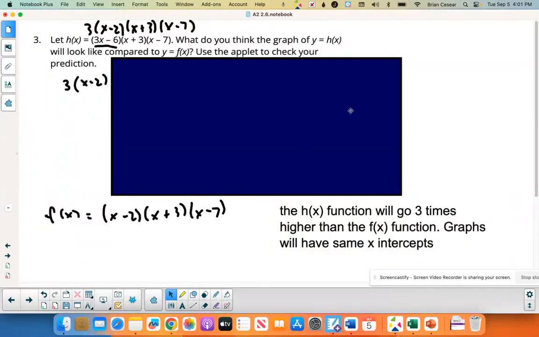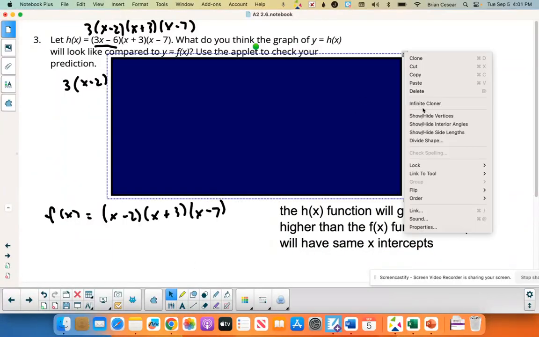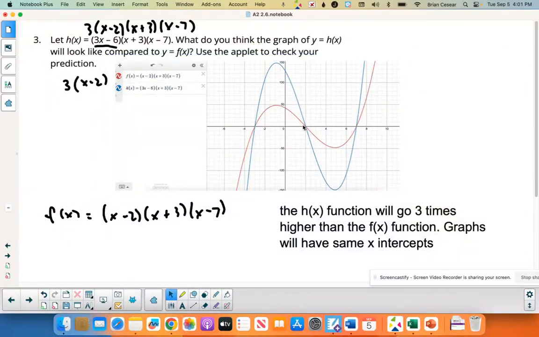So let's take a look at our graph and see what happens here. And sure enough, the blue one is h of x, and h is 3 times higher. If you look, 1, 2, 3 times higher. Same x-intercepts, we got 7, 2, and negative 3. That's by setting each one of these factors equal to 0.